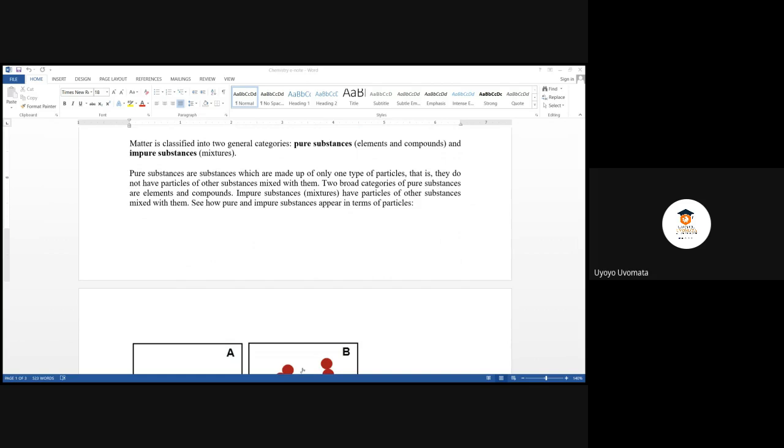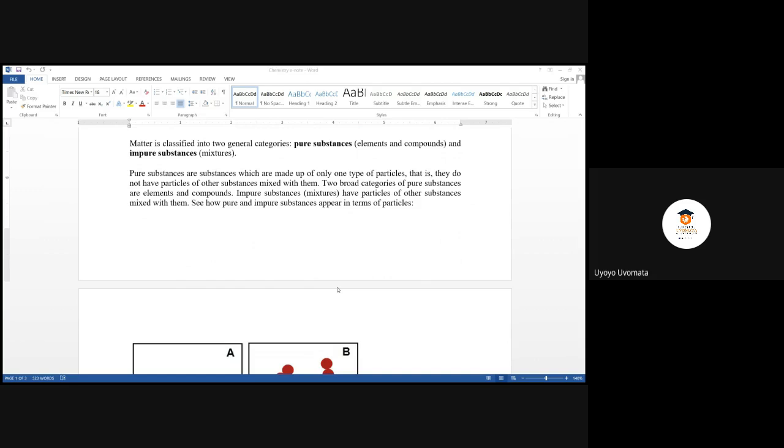Pure substances are substances which are made up of only one type of particle. Only one type of particle. Now, when I say only one type of particle, I don't just mean that it must be atoms, or it must be molecules, or it must be ions. It can be molecules, it can be atoms, it can be ions, but the key thing is that the kind of particle that make up that substance, they are one type.